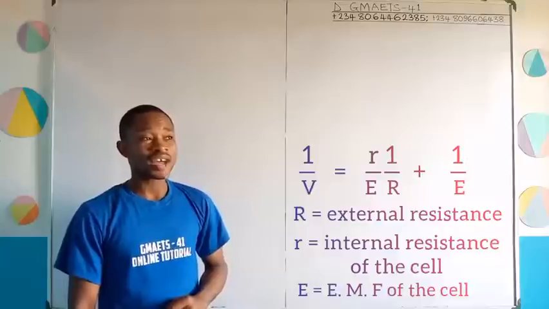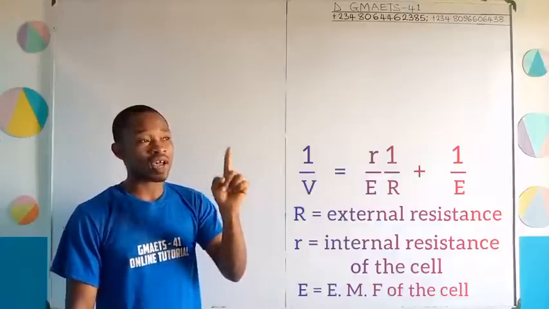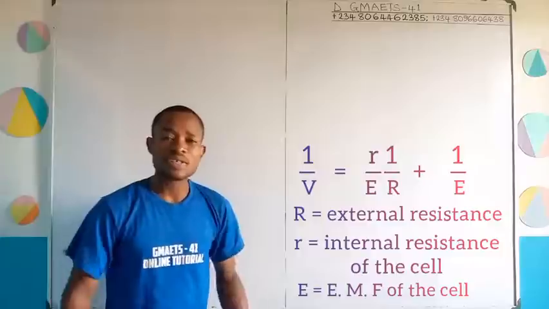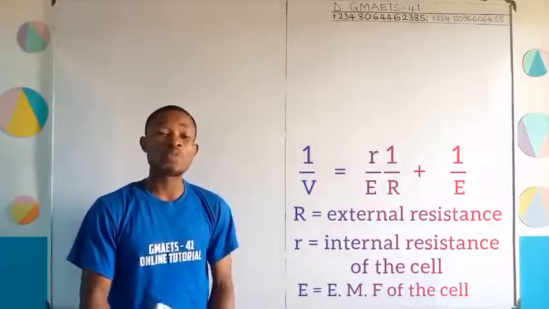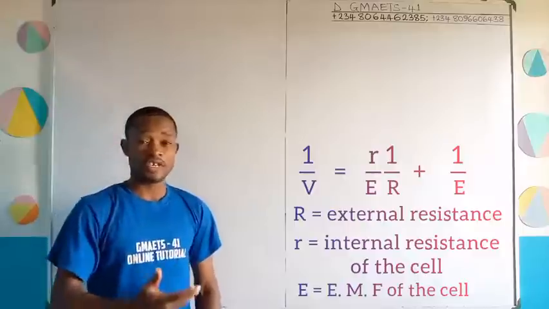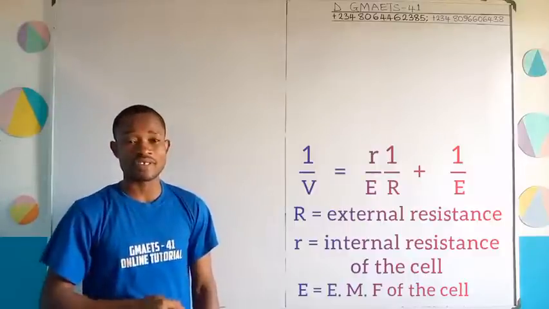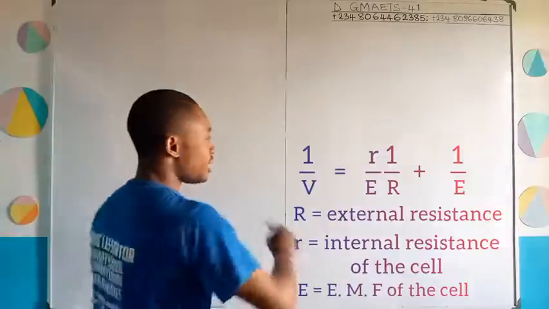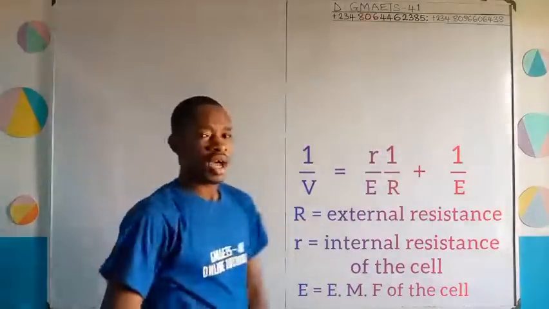You observe that the mathematical sign before that small r over capital E is positive. And because it is positive, the graph we are going to obtain for this experiment, when we plot 1 over V against 1 over the external resistance, capital R, is going to be a positive graph. The graph will go this way. I hope you're following, right?